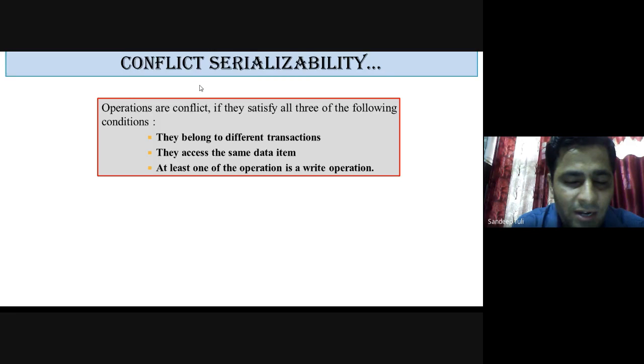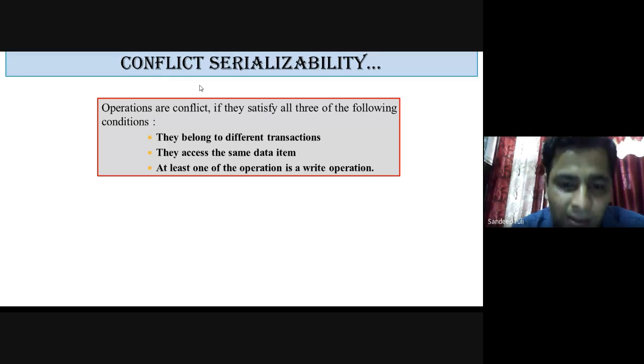If they are accessing different data items, then order does not matter, so we can swap them. In order to be conflicting, they must be accessing the same data item. And finally, at least one of them must be a write operation. If both are read operations, even in the same data item case, we will not consider them conflicting. So operations will be conflicting when these three conditions are there.